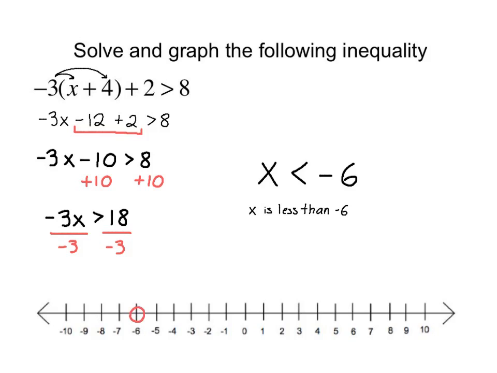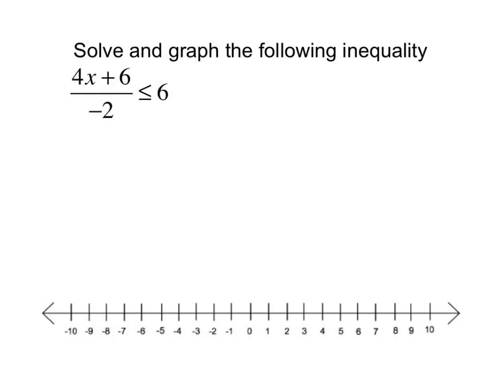And the less than implies that we're shading to the left, which means negative 7, negative 8, negative 9, negative 10, and then everything else to the left is going to be less than negative 6. So this would be our shaded in solution, where we recognize that x is less than negative 6. This is our solved inequality that we're graphing.